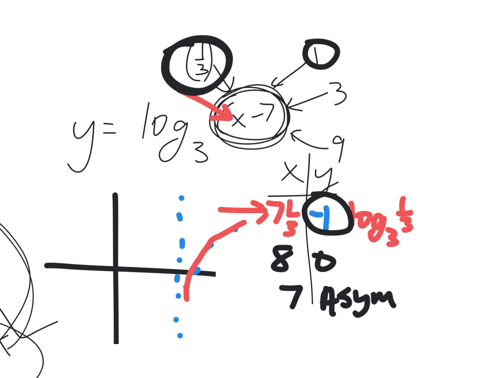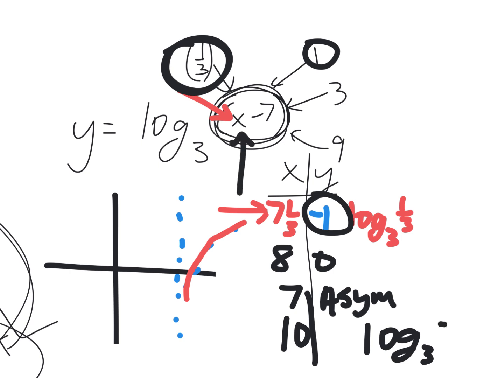10. All right, so you put in 10, because then you get log base 3 of (10 minus 7), and 10 minus 7 is 3. So log base 3 of 3 is 1. Are we all feeling okay about that? Okay, good. Next two things I need to teach you come from this chart.